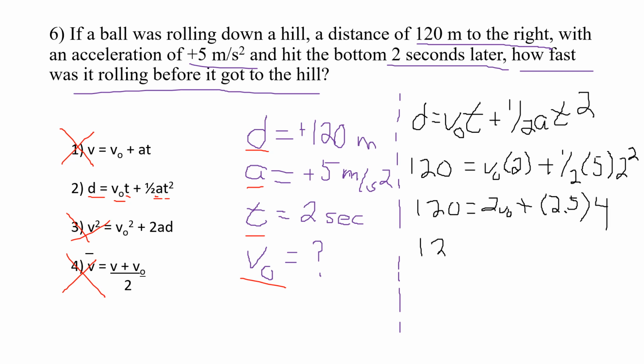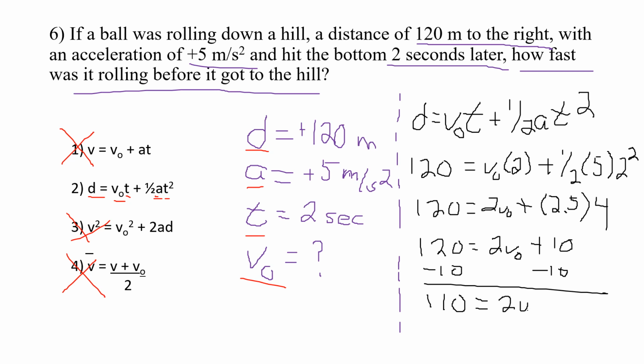Again, I'm just flying through this math now because I know that you can stop, pause, and look at it as you need. 2.5 times 4 is 10, minus 10 from both sides. 110 equals 2 V naught. So we're going to divide both sides by 2, and our answer is 55 meters per second is V naught. Nice.